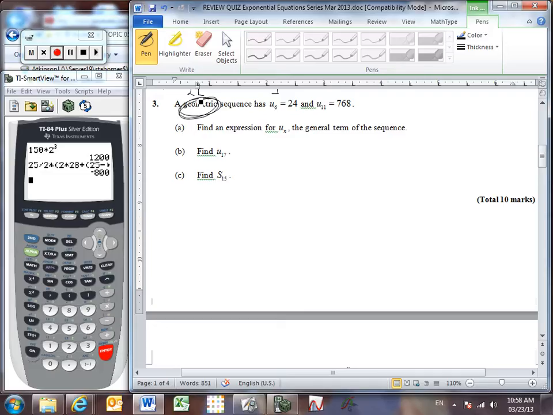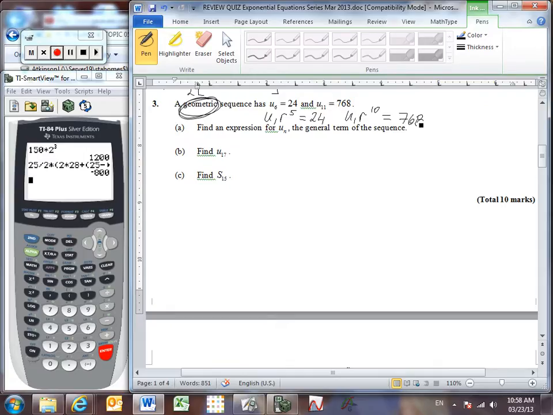So u6, another way of writing u6 is u1 r to the power of 5. And so that equals 24. And in the second equation, u1 r to the power of 10 is equal to 768.